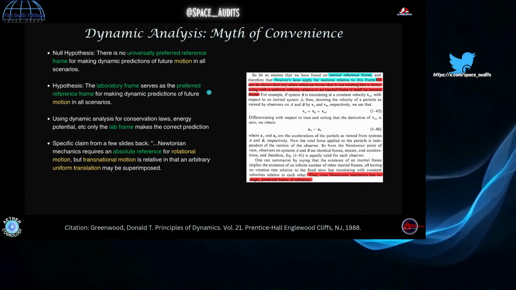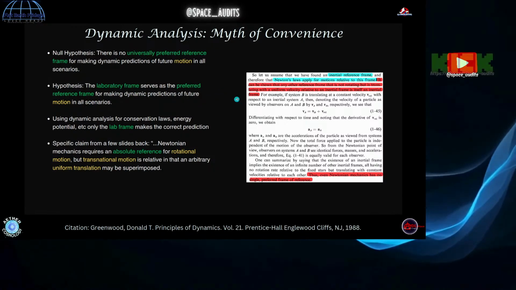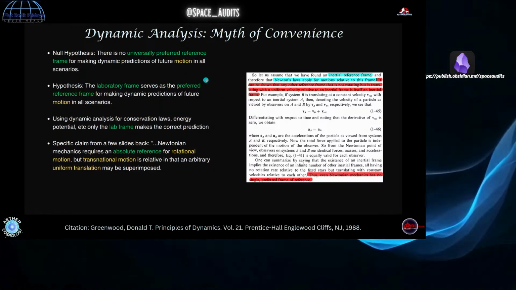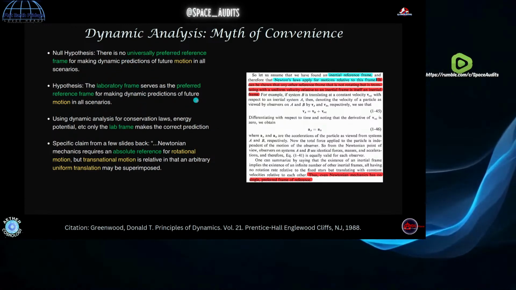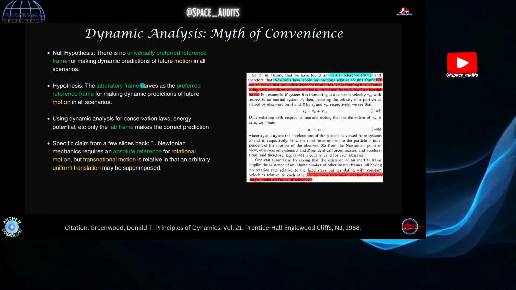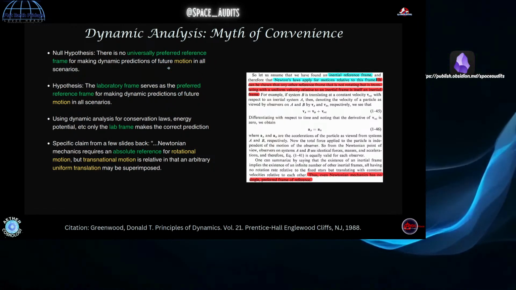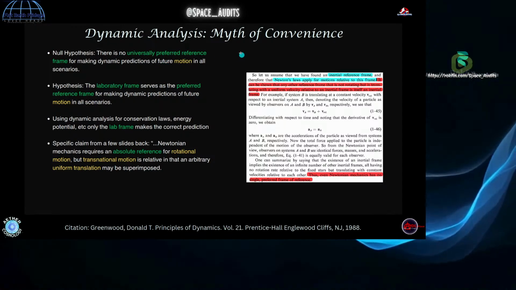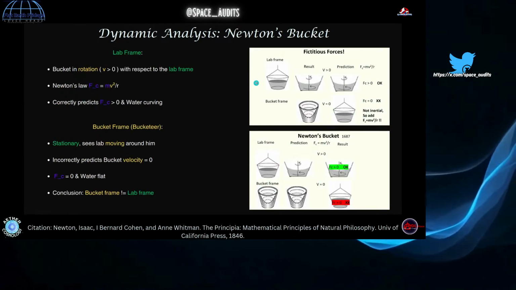So if we have a hypothesis and a null hypothesis about making predictions or future predictions of motion and satisfying dynamic predictions, like for conservation laws, the laboratory frame is going to be the frame that will show that it makes the correct prediction every time. Whereas other frames, such as the ones that are in uniform translatory motion, will show that they're not equivalent, that a distinction can't be made between them. And so it's a myth to say that you can just choose them arbitrarily.